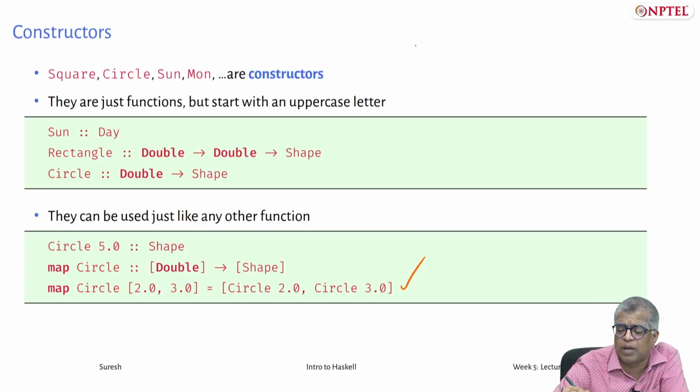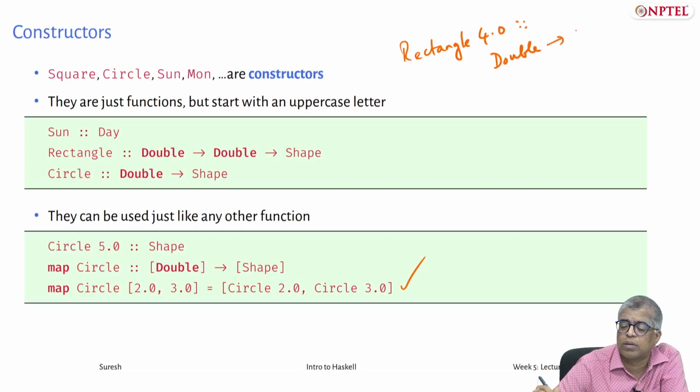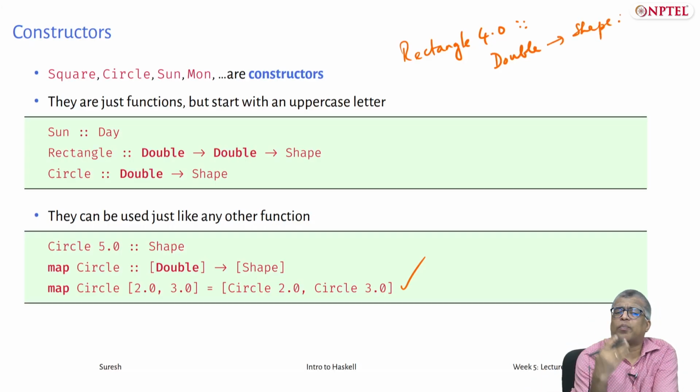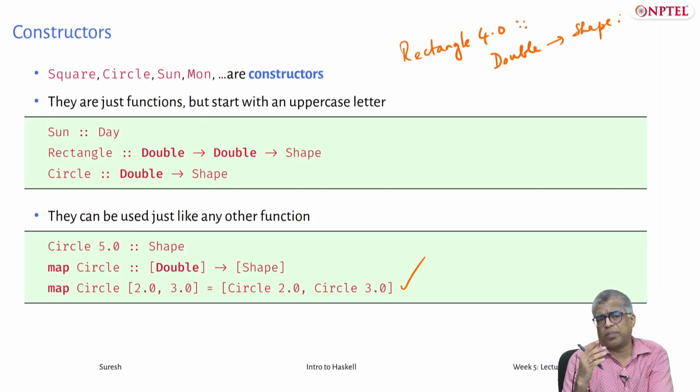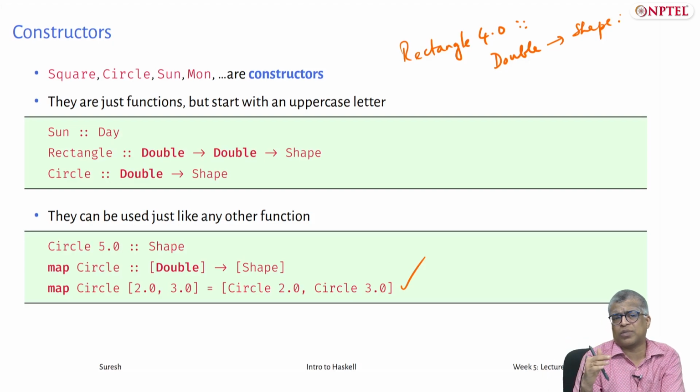I can partially apply this thing. So, I can apply Square to, not Square, I can apply Rectangle to 4.0 and this will be of type Double -> Shape. Right? I can also apply constructors partially, just like I can apply functions partially. I'll have a function of 2 arguments, but remember functions of 2 arguments are really functions of 1 argument which return a function of 1 argument. So Rectangle is a function to which you provide 1 Double and then you will get something of type Double -> Shape. Okay, you can do this also. Okay, fine.